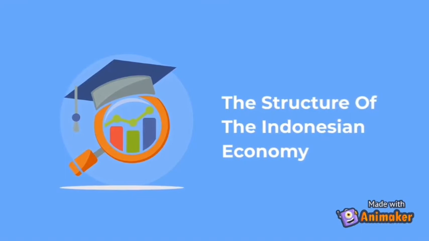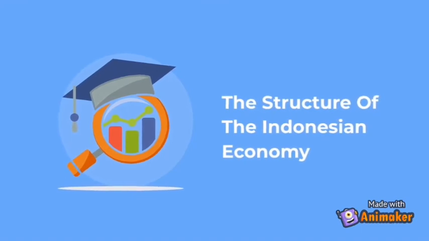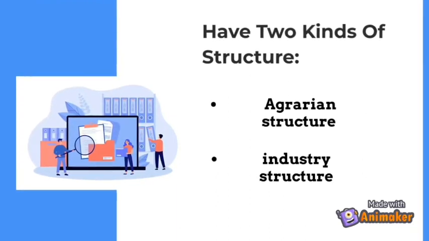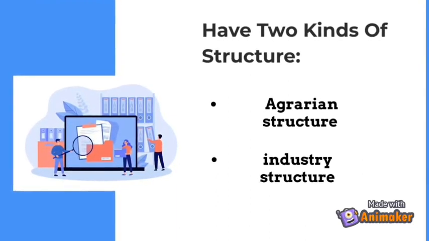The structure of the Indonesian economy. It has two kinds of structure: 1, agrarian structure; 2, industrial structure. Agrarian structure is an economic structure dominated by the agricultural sector. The agricultural sector is the source of livelihood for the majority of the population. In the industrial structure, the economy is dominated by the industrial sector. Most of the domestic product and the pace of economic growth are contributed by the industrial sector.